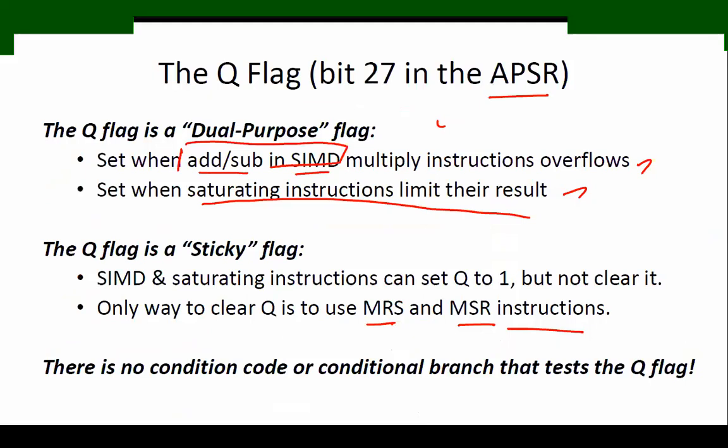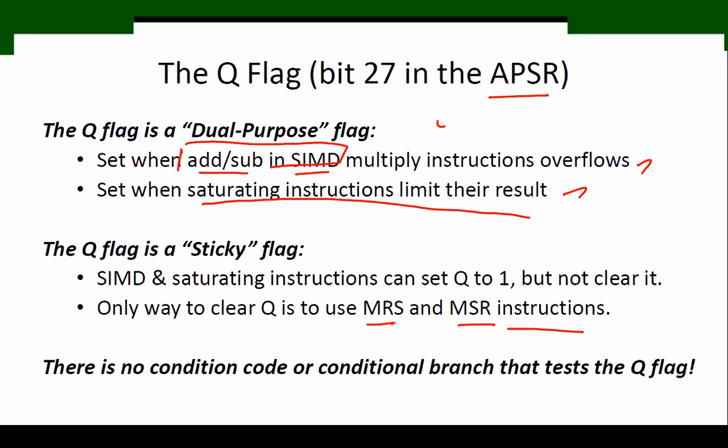Now, this Q flag is a sticky flag. How is it a sticky flag? So we can either clear it or we can transfer it. So 2 functions again here. SIMD and saturation instructions, this is for multiply, add, subtract instructions, can set Q to 1 but not clear it. So it can only make it 1. The only way to make Q 0 is to use these 2 instructions, MRS and MSR. I will show you what these instructions are, and we'll be able to understand.